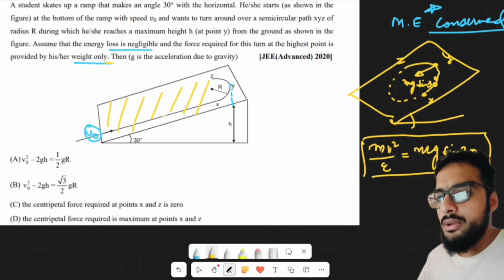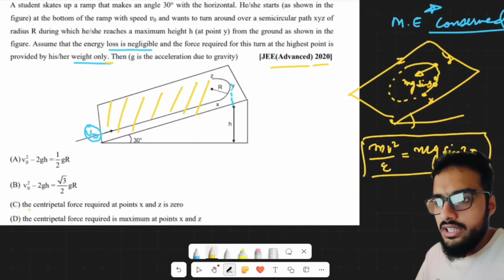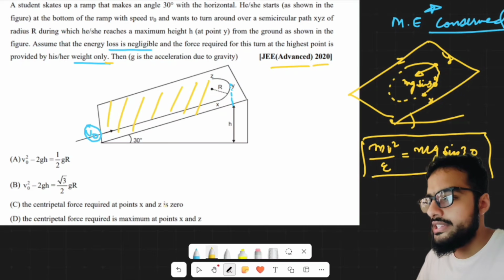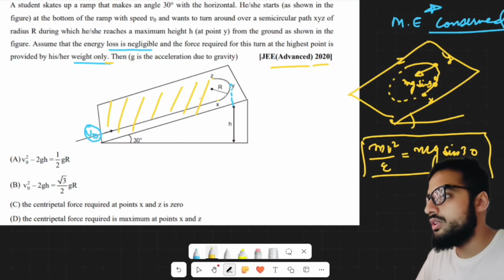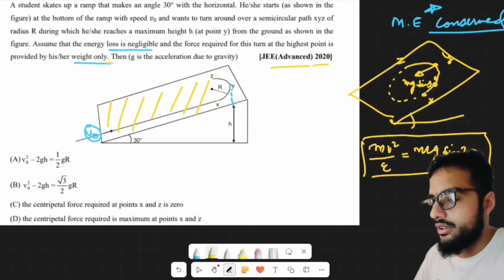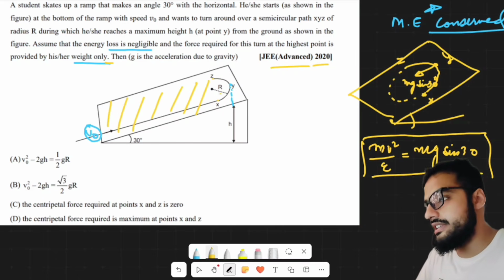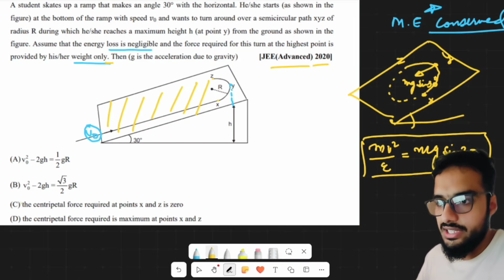From here let's solve this. It's a multi-correct problem from JEE Advanced 2020. Let's see options C and D. The centripetal force required at points X and Z is 0. No, because these two points are on the circular path. So even if you start from there or end at that point, if it is a circular arc, you require centripetal force. So this is incorrect.